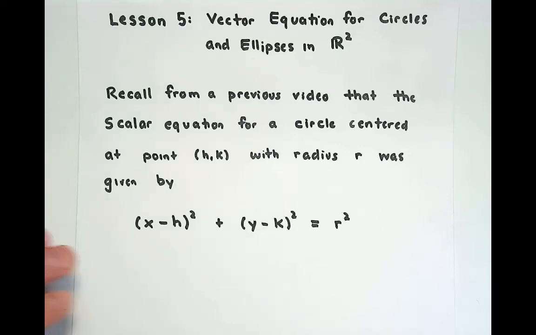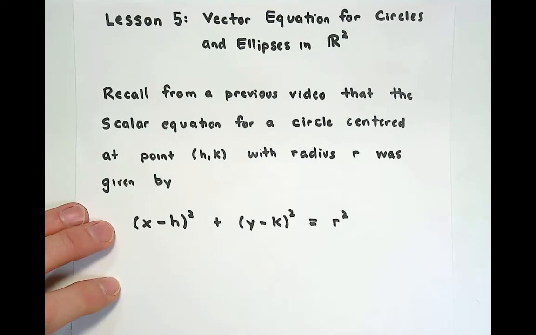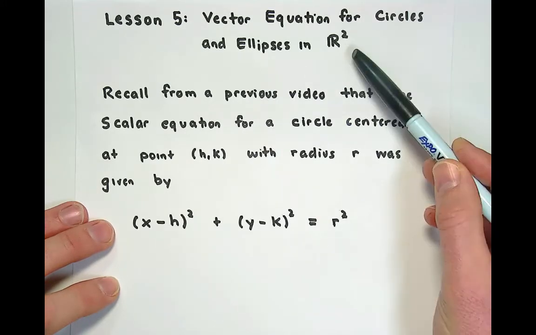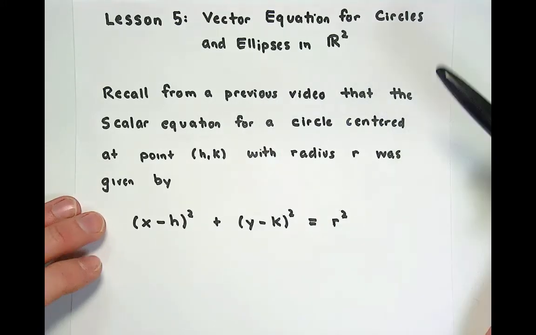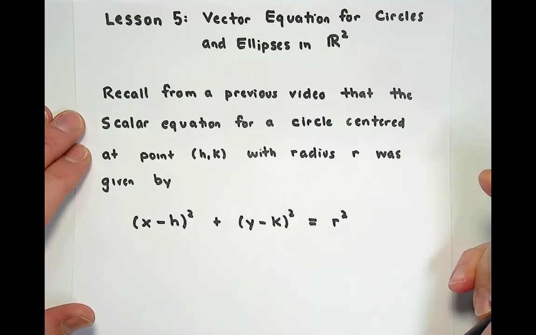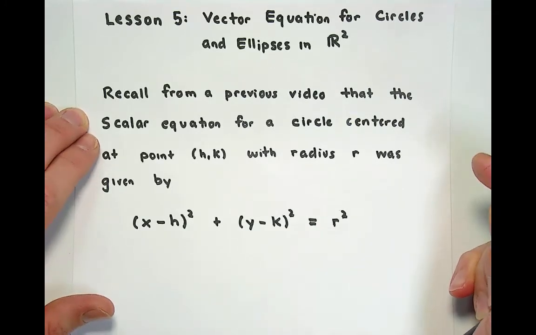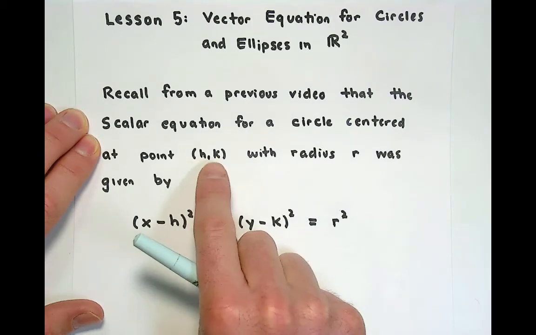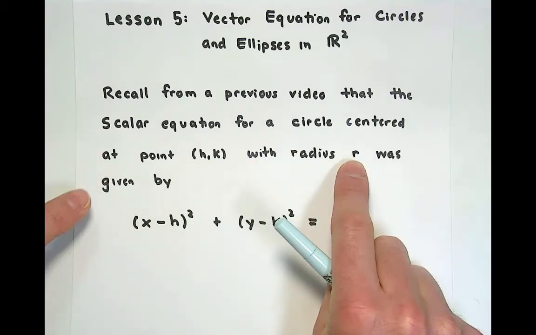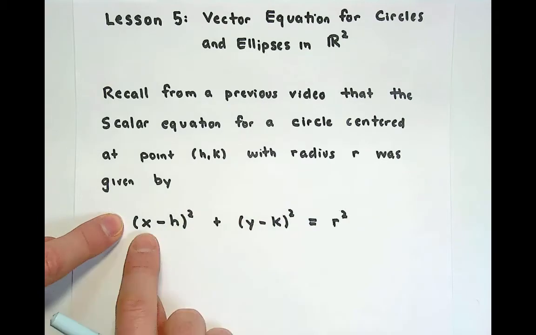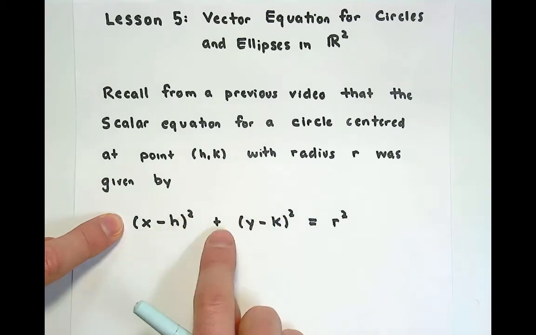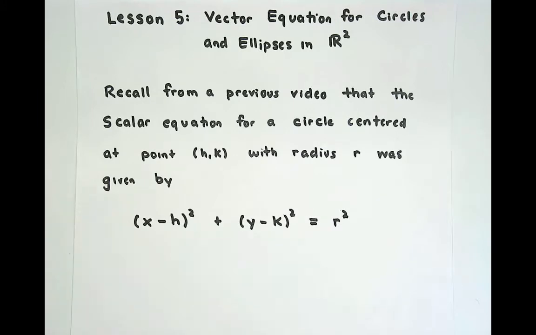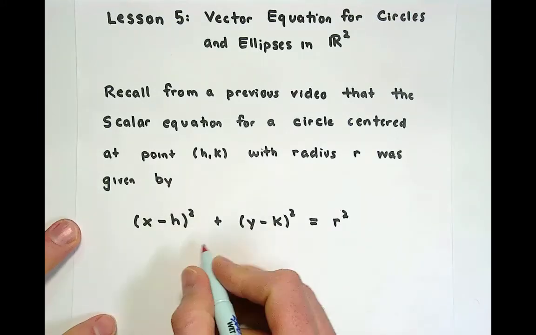Welcome back. In this video, we're going to talk about the vector equations for circles and ellipses in R2. Recall from a previous video that we had the scalar equation for a circle centered at the point h, k with radius r as x minus h squared plus y minus k squared equals r squared. And underneath this was the Pythagorean theorem.